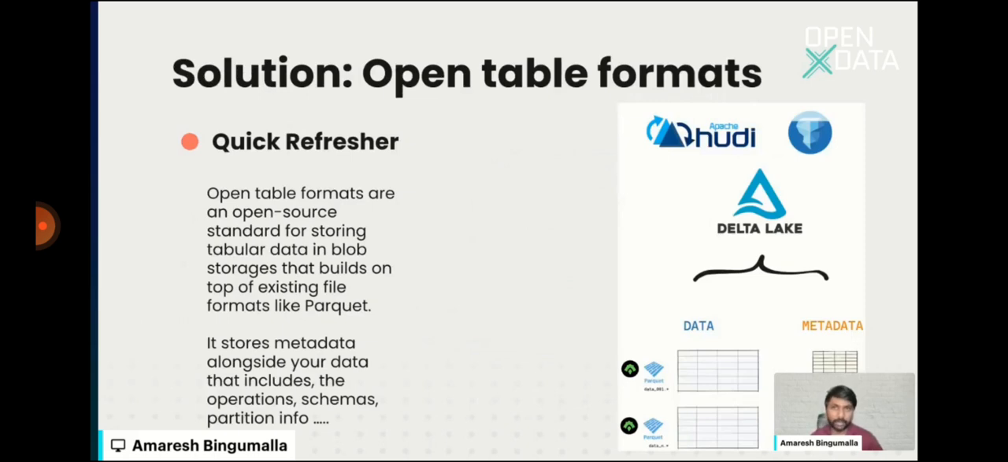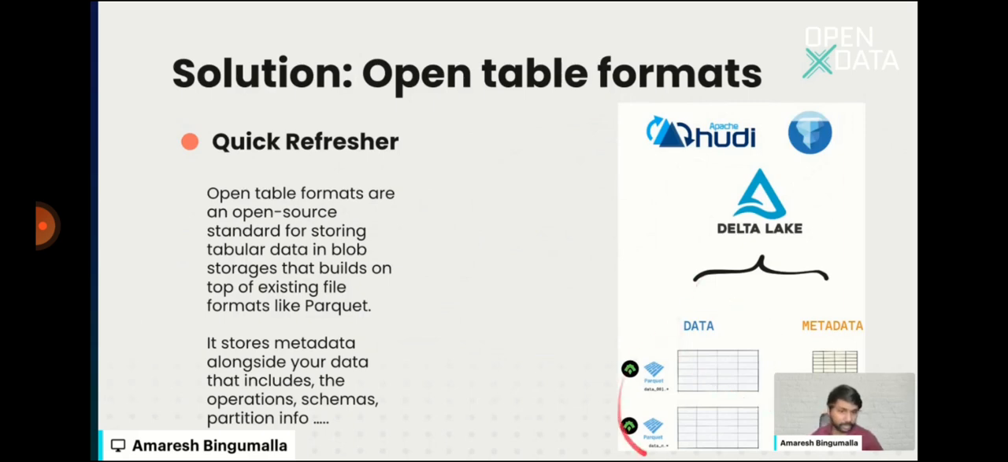So the solution, or a major part of the solution, is open table formats. A quick refresher: open table formats are an open source standard for storing data in blob storages like S3 or Google Cloud Storage, on top of existing file formats like Parquet, Avro, or ORC. On the right, Apache Hudi, Iceberg, and Delta Lake are the top three open table formats used across the industry. All three share similar fundamentals at the base level.